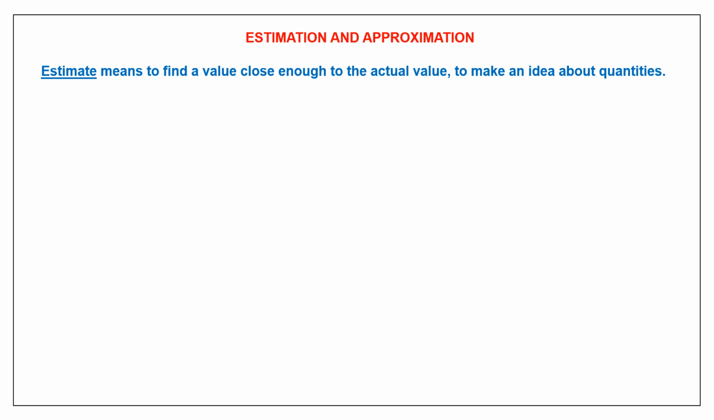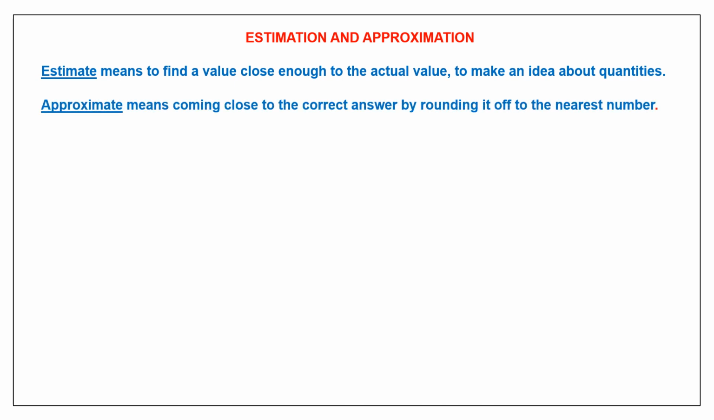Hello students, let's learn rounding off numbers. But before that, we need to know what estimation and approximation are. So, estimate means to find a value close enough to the actual value. That means to make an idea about quantities, to guess the number of something. So, we are not actually getting the correct value, but we are coming very close to the correct value.